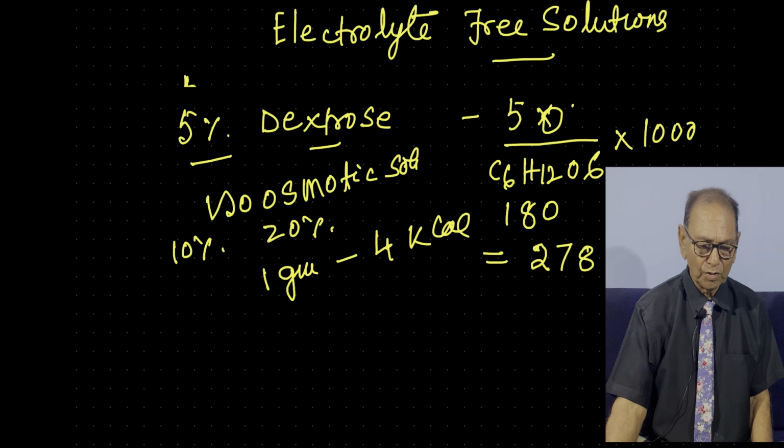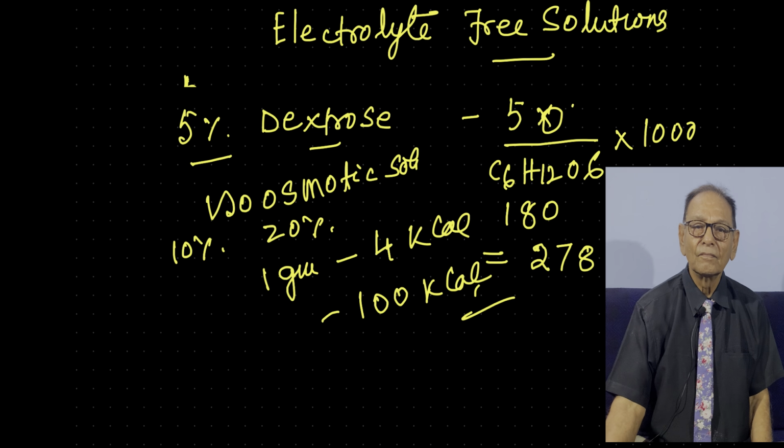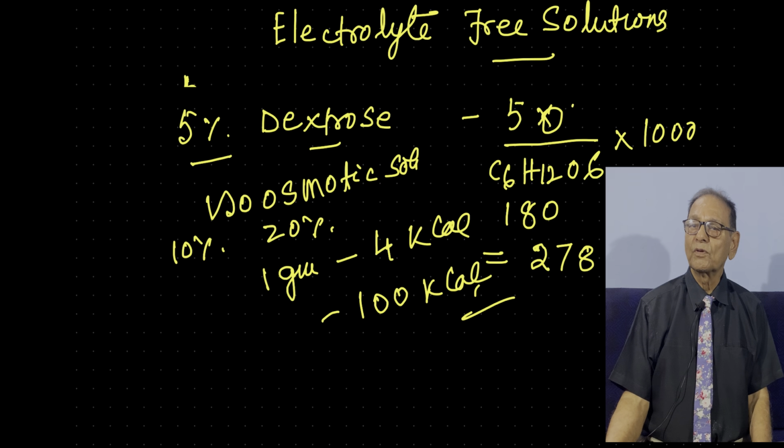So therefore 5% dextrose in 500 cc will be 25 grams. So one bottle will yield 100 kilocalories of energy. So it also provides energy.